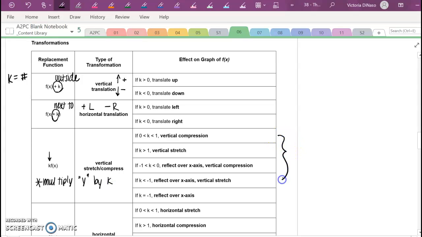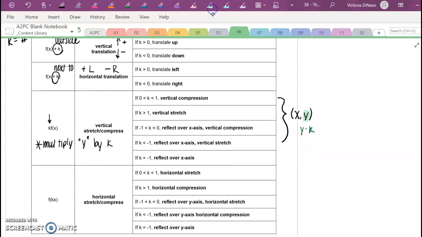So for everything that we do, you always have an ordered pair. So what you do is you write down the original ordered pair, and because we're transforming this, translating it to a vertical stretch or compression, you're taking whatever y is from the original, and you're going to multiply it by k. So you're going to do y times k. And that's how you get your new ordered pair.